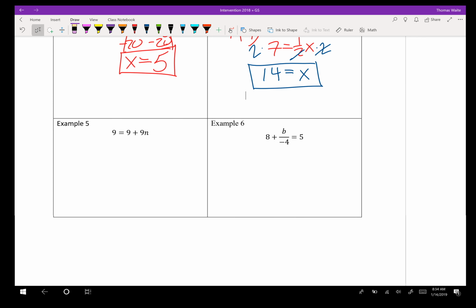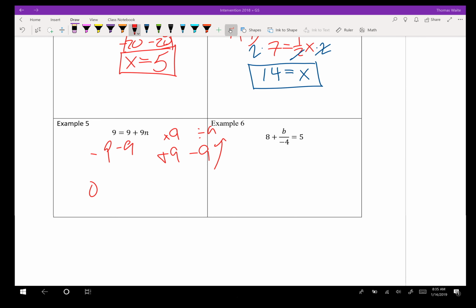All right, so I see here I'm being multiplied by 9 first, then added. So I need to undo that, so I'm going to subtract 9 from both sides. That gives me 0 equal to 9n. And if I want to solve for n, I need to divide out the 9. Well, 0 divided by 9 is just going to leave me with 0. So n is 0 in this case.